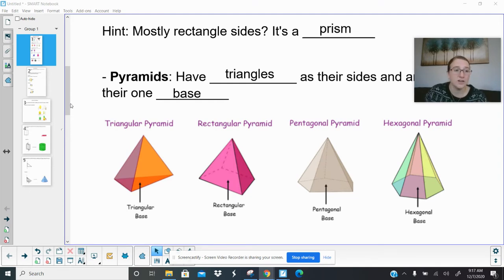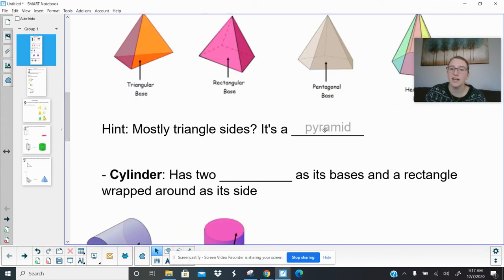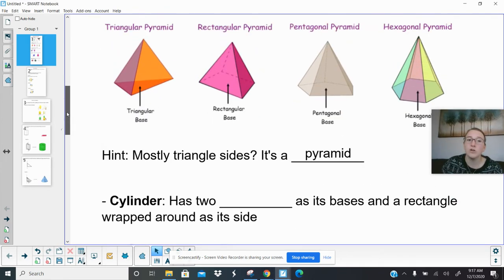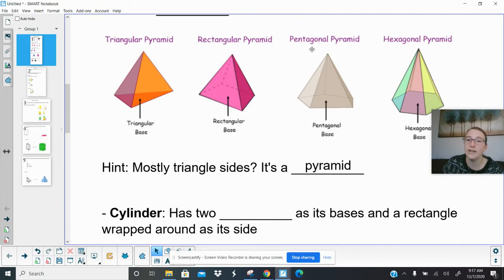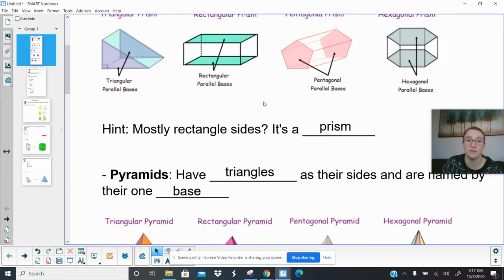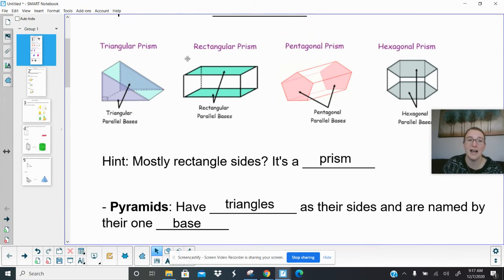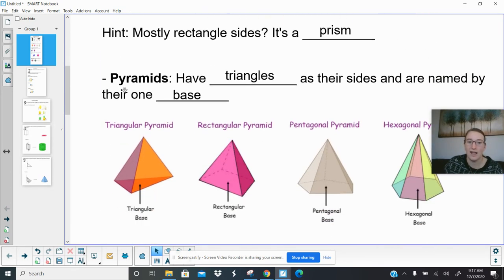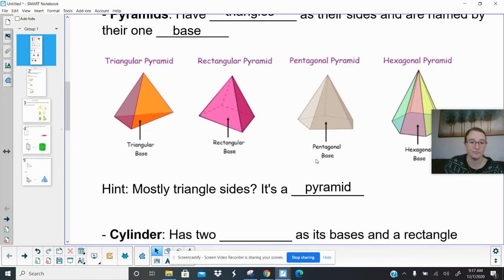These are just examples. Obviously, there are other shapes that we can make pyramids out of. The key point here is, again, mostly triangle sides, it's a pyramid. Also, if it comes to a point like this, that's kind of your hint that this is a pyramid and not a prism. Notice the difference. We don't really have any of these coming to a point. Even the triangular prism doesn't come to a point the same way that the pyramid does.